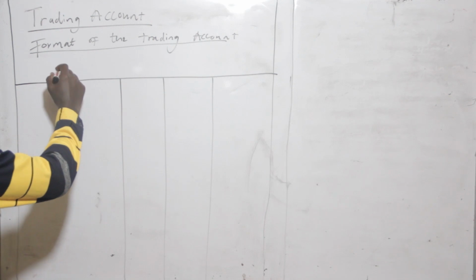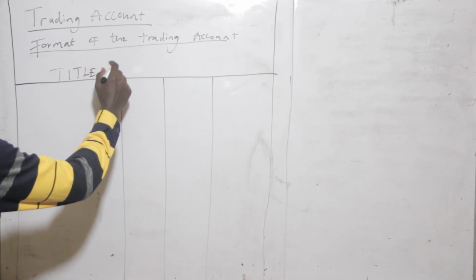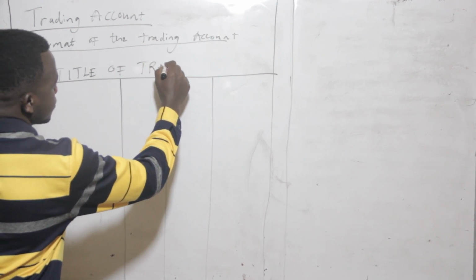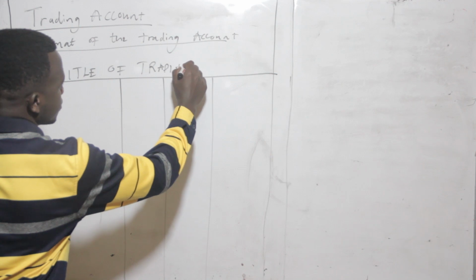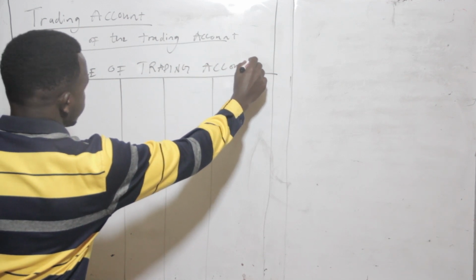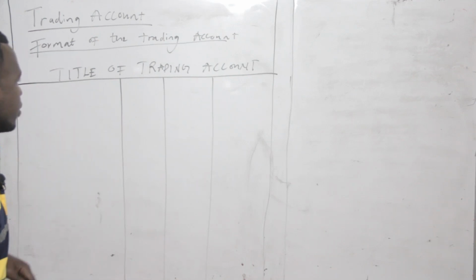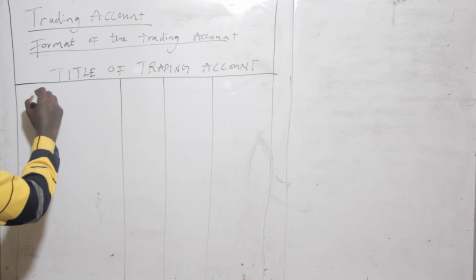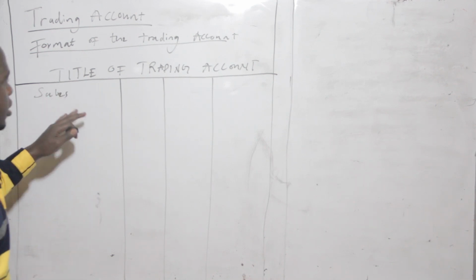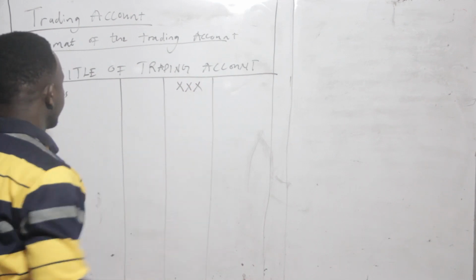So here we can say title of trading account, and the first item that we record there, we say sales. So we'll put our sales there, and our sales, we're going to record them in this column.